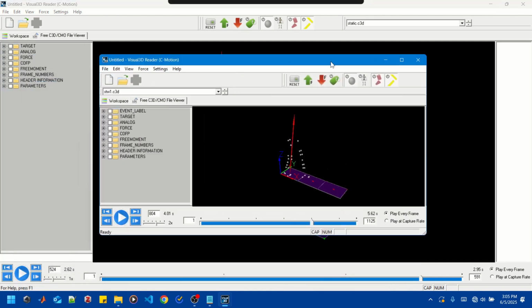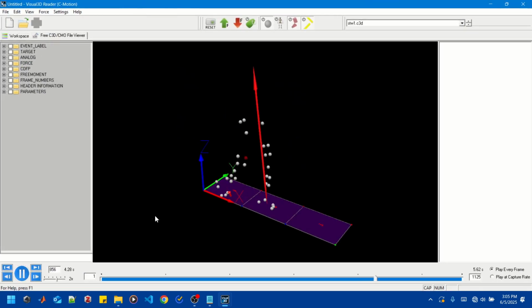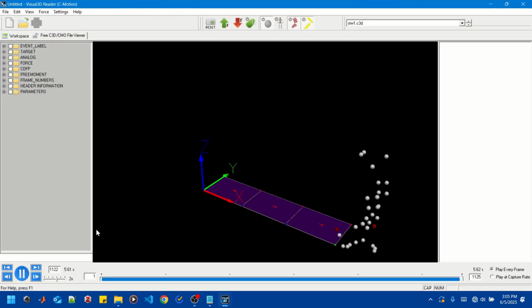Dynamic trials are the movement trials where the subject performs motion. So if you change the marker positions or adjust the markers during the dynamic trials, you should always retake a static trial to ensure you have the new marker positions captured.